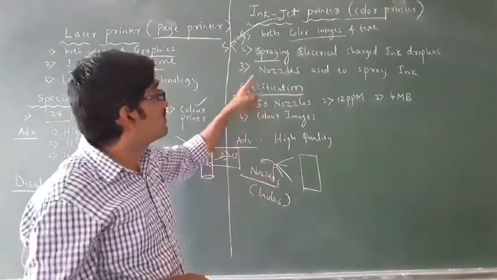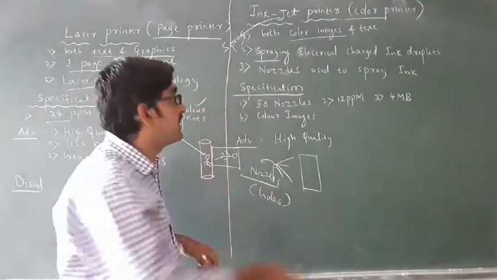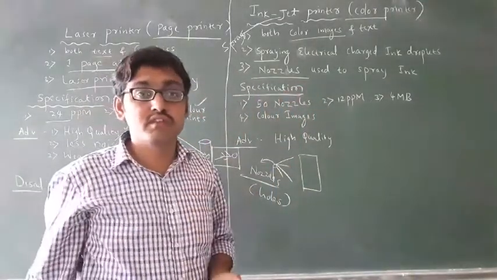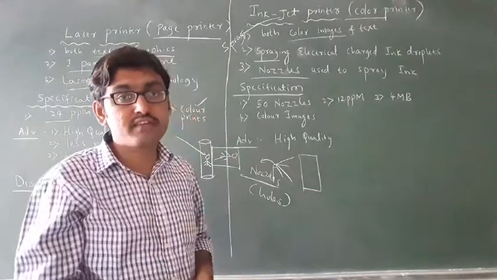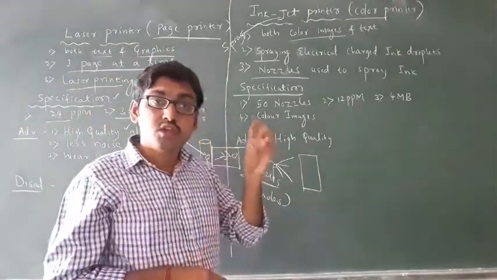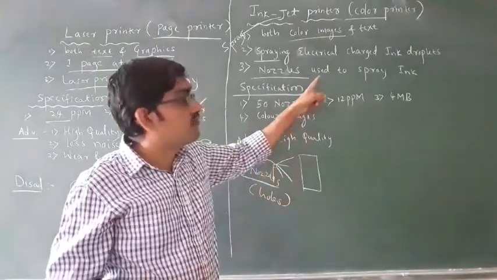Then always the inkjet printer has nozzles. What is the use of nozzles? Nozzles are holes. It has small holes, about 50 holes. Through these holes, used for what purpose?